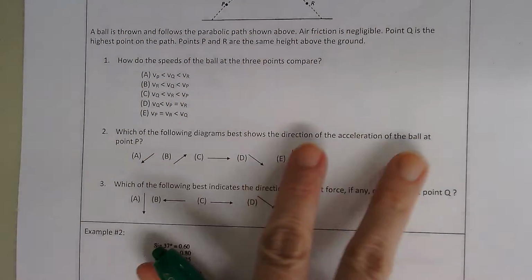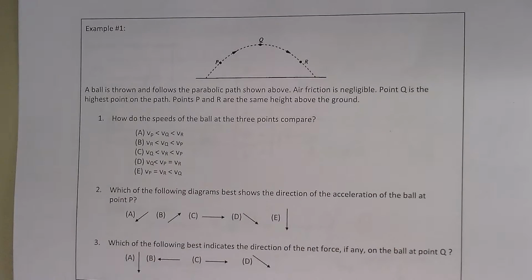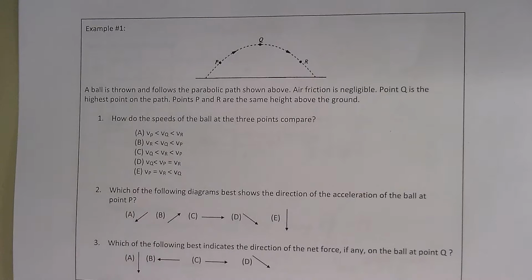Okay, so let's look at example 1. It says a ball is thrown and follows a parabolic path shown above. Air friction is negligible. Point Q is the highest point on the path. Points P and R are at the exact same height above the ground. And I want to know, how do the speeds of the ball at these 3 points compare?